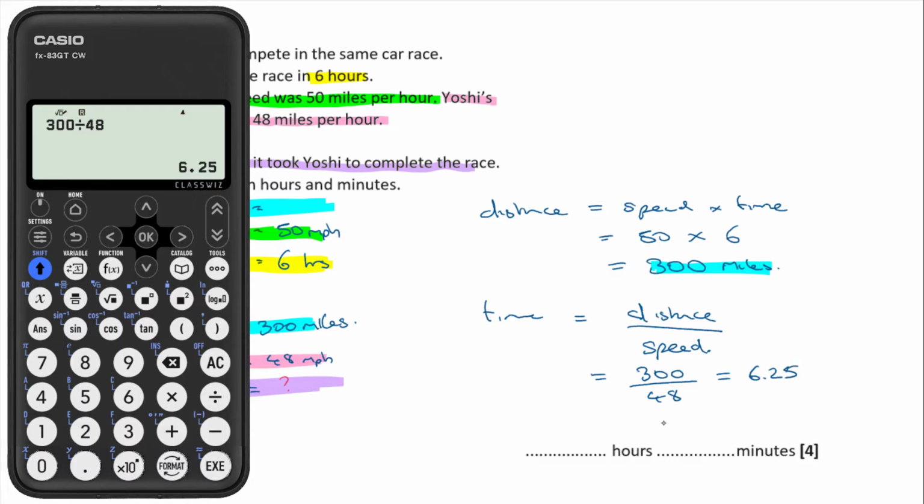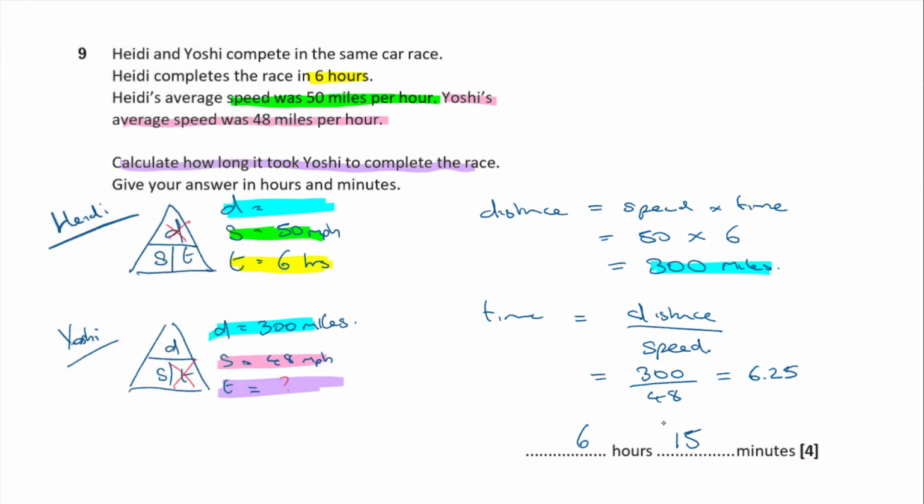Now it's actually quite easy to turn that into hours and minutes using what's called sexagesimal mode on your calculator. So if you go to Format and go right down to the bottom of the list, you'll find one called sexagesimal. So press that, and you can see it converts your time into 6 hours, 15 minutes and 0 seconds. So that's equal to 6 hours and 15 minutes altogether.